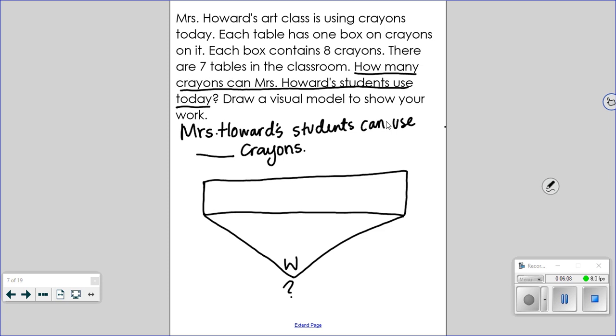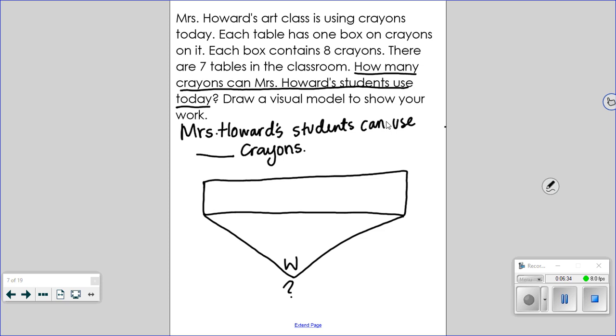Friendly, what's one thing you know? Each box contains 8 crayons. Awesome. We know that we have some boxes of crayons, and inside each box, there's 8 of them. What else do I know? Easton? There are 7 tables. There are 7 tables.